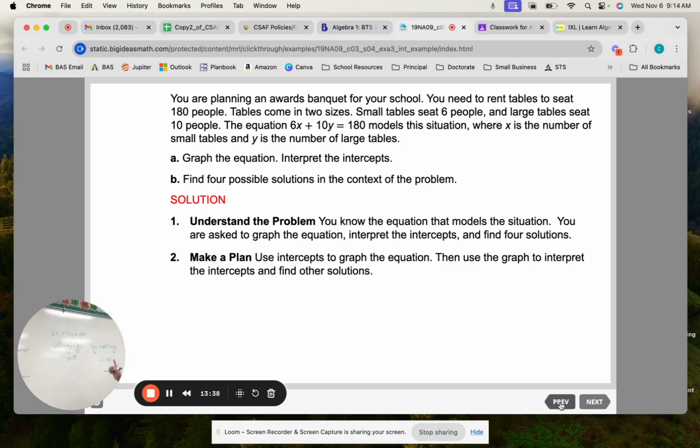So if I have no 6-person tables, how many 10-person tables do I need to get? 18. If I have no 10-person tables, how many 6-person tables do I need to get? 30. So if I were to graph this, you should be writing this in your journal.